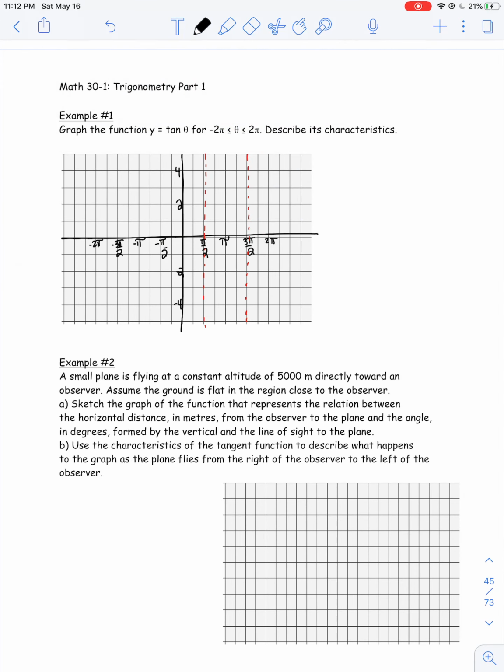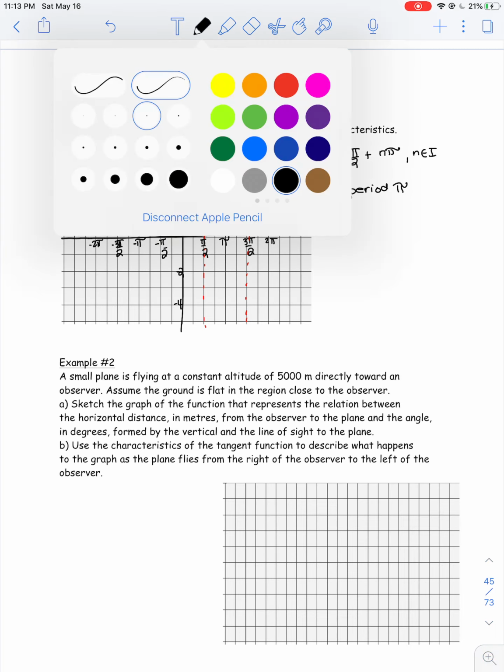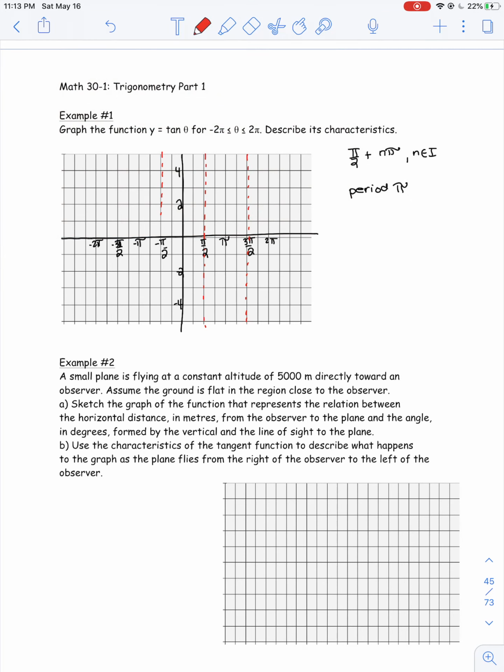So I'll write it out for you guys. It's going to start at pi over 2, and then we're going to add pi, which is 180 degrees, so every 180 degrees. So it starts at pi over 2, and then you keep adding pi's. Okay, so our period is pi here. Same thing in the negative direction. So we're going to have negative pi over 2 as an asymptote, and then pi from there would be negative 3 pi over 2.